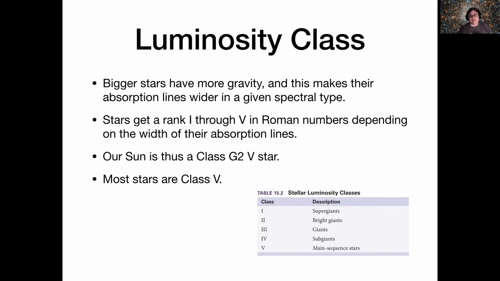A second system was also being constructed at the Yerkes Observatory. They noticed that not all stars of the same color, of the same spectral type, did look the same.